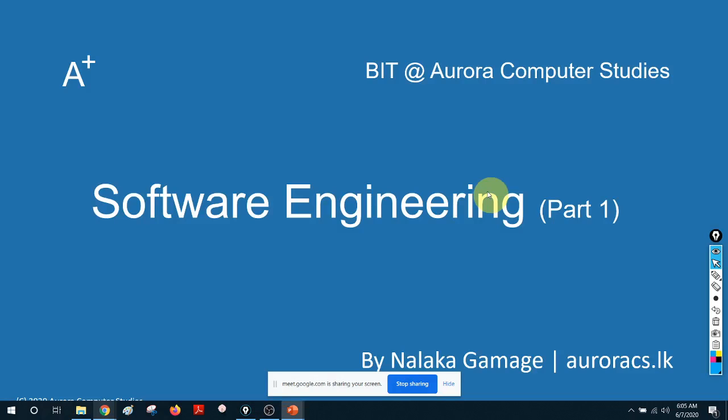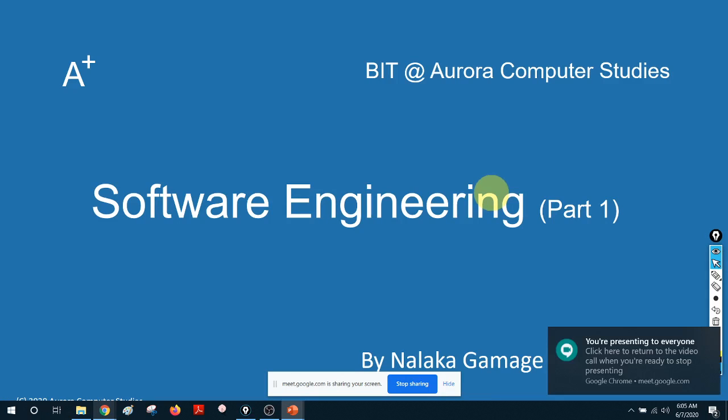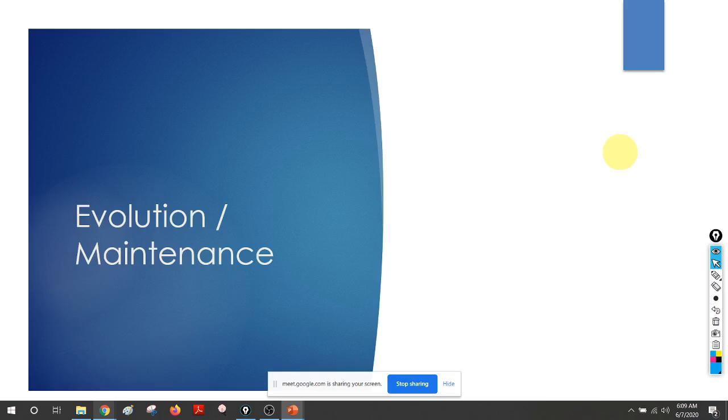Right, so let's start. Last time we did a quick revision on software engineering. We went up to testing. So now we are moving to today's session. We are going to move from that point. So let's start from evolution of maintenance.